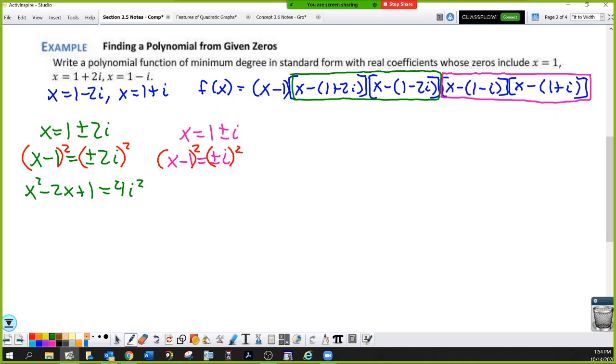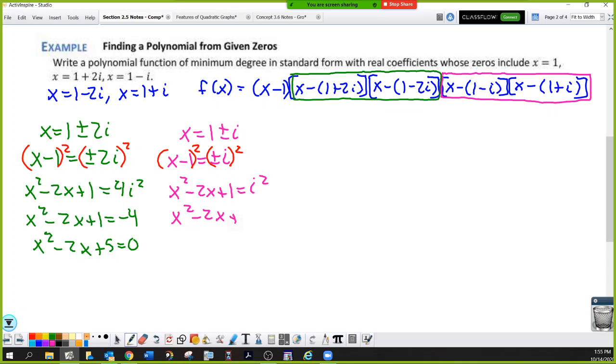4i squared. And the one in fuchsia, x squared minus 2x plus 1 equals i squared. You see, it doesn't matter that it's plus or minus because when you square it, it becomes positive. But of course, both of those i squareds equal negative 1. So x squared minus 2x plus 1 equals negative 4. Might as well add the 4 to both sides. And then the fuchsia: x squared minus 2x plus 1 equals negative 1. Add the 1 to both sides.